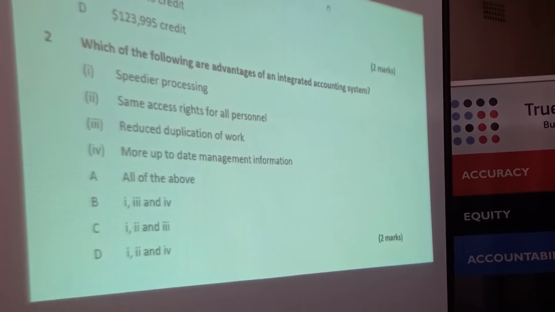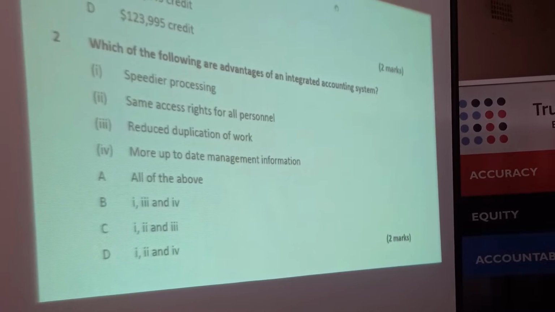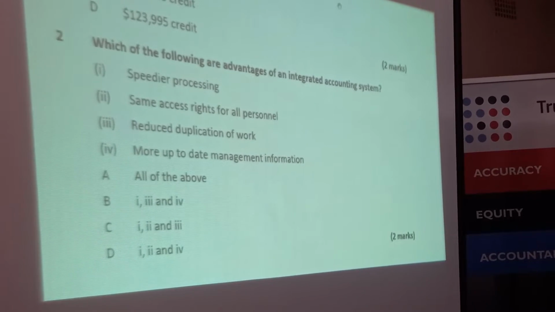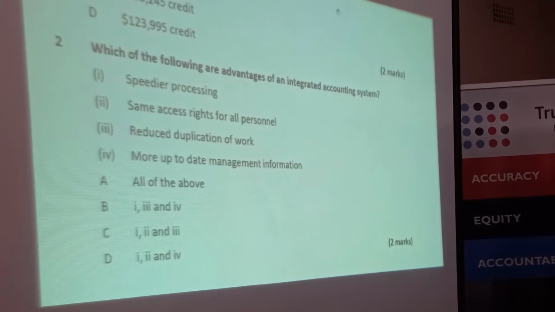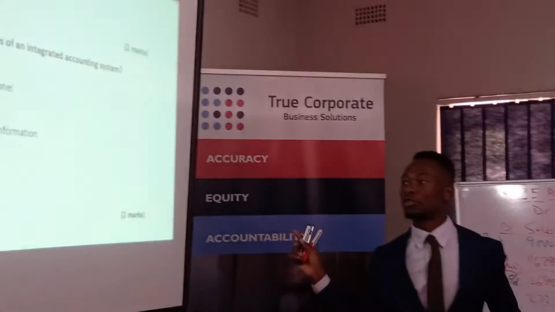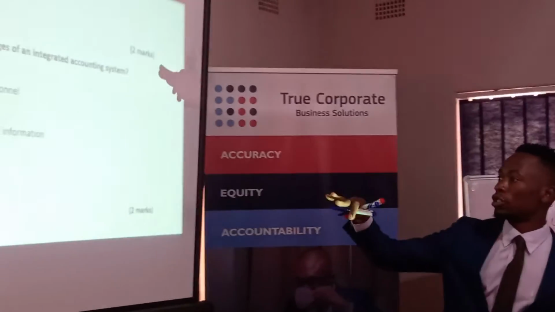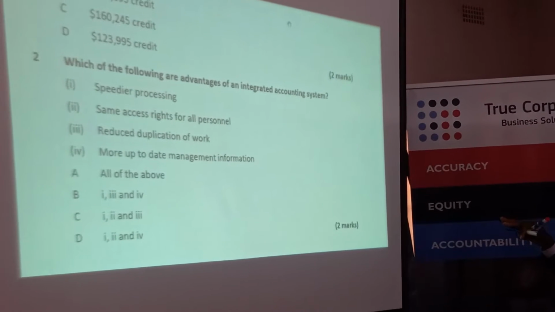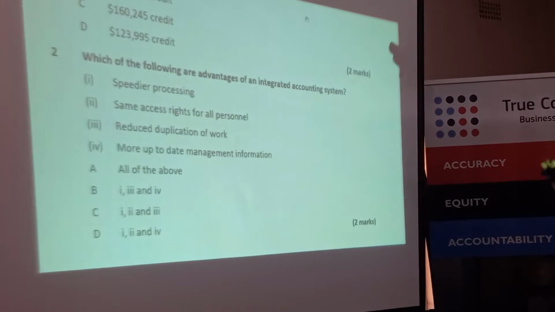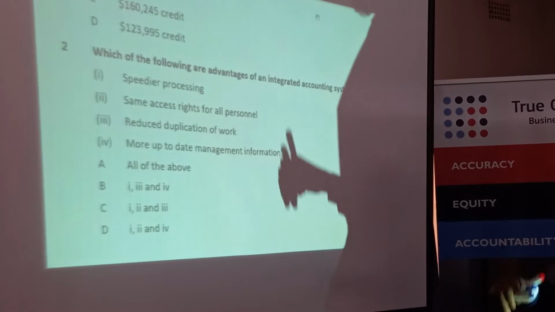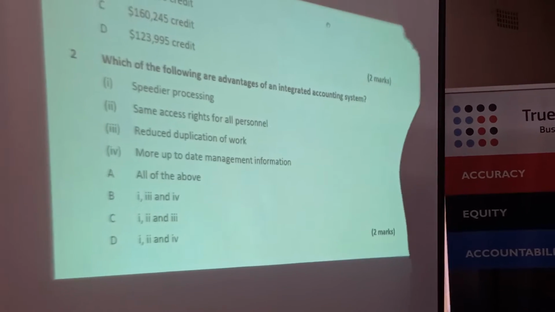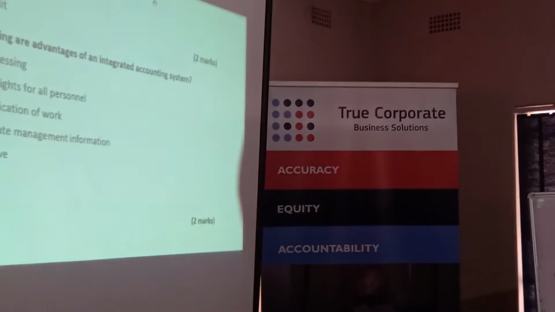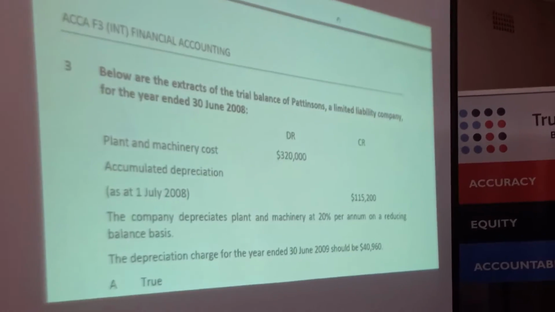Integrated accounting system, speedier processing, right? What about same access rights for all personnel? That's wrong. You can't say we have same access right. So number 2 is incorrect. So what about reduced duplication? Correct. More up-to-date management information? Correct. So 1, 3, and 4 is the correct answer. So which is what? B is the correct answer, right? Move on to the next question.